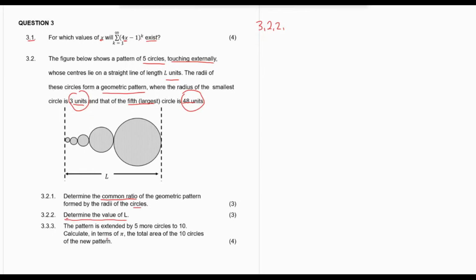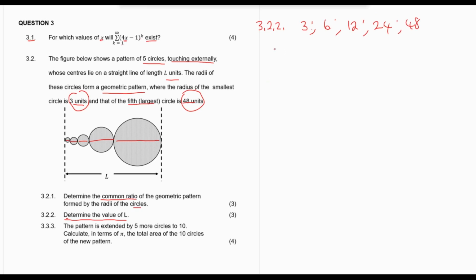Determine the value of L. What are we doing here? It's diameter plus diameter plus diameter plus diameter plus diameter of these 5 terms. We can use the diameters, or we can use the radii and multiply the answer by 2. Let's do the radii first. Our first radius is 3 and r is 2, so it's going to be 6, then 12, then 24, then 48. You can just add 3 plus 6 plus 12 plus 24 plus 48, and you will get 93.